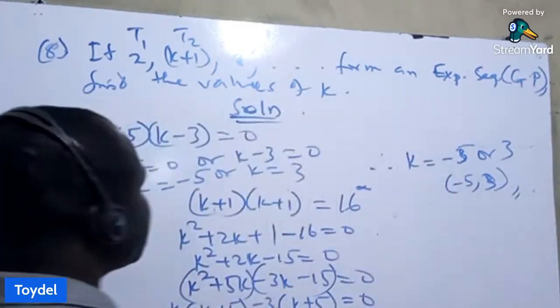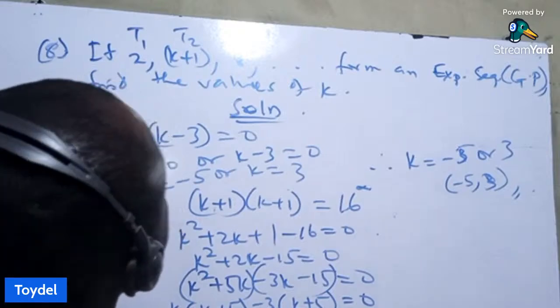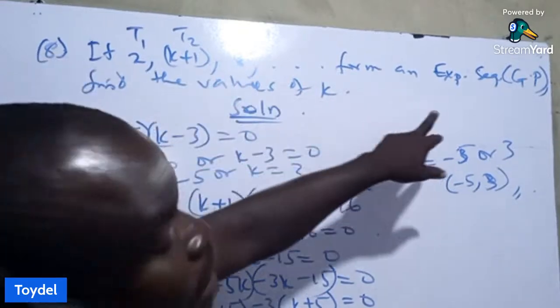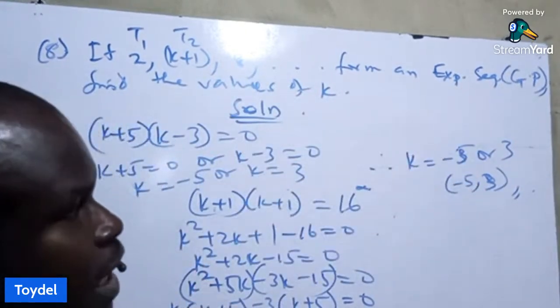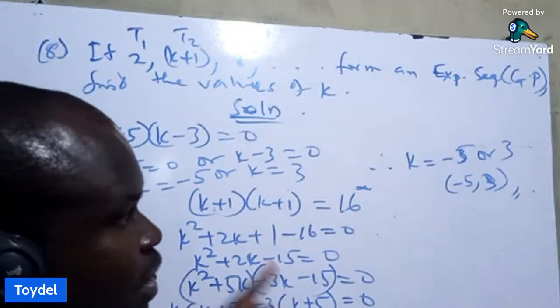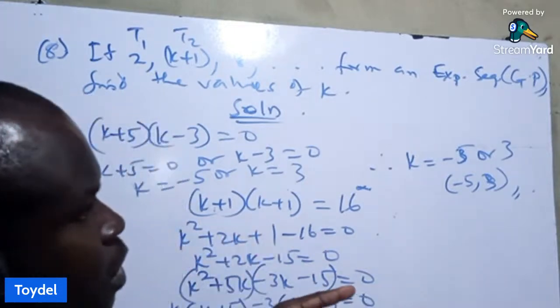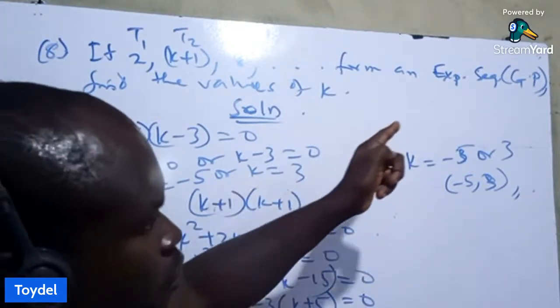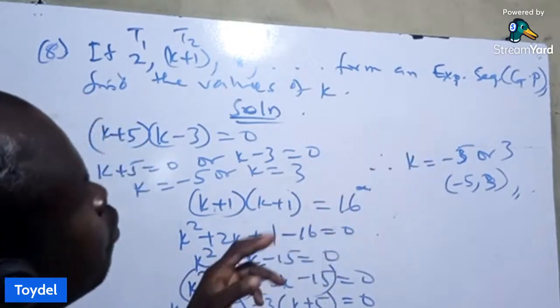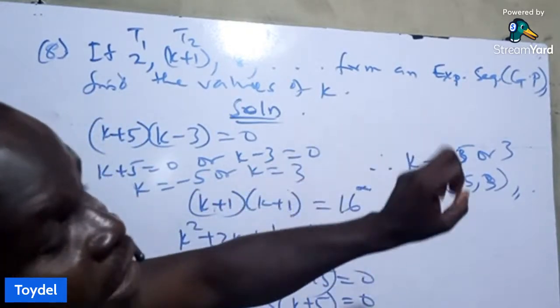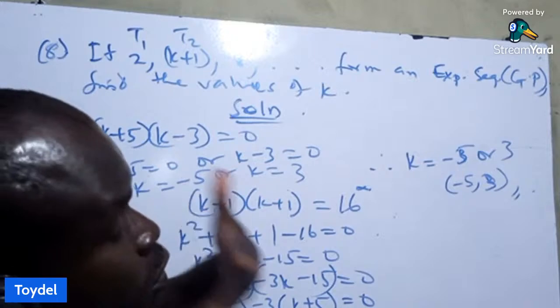So these are the two values of k. Because of question 8 now, the question is under exponential sequence. Let's note, exponential sequence is otherwise known as geometric progression, and we talk about common ratio under GP. But if it is linear sequence, that is arithmetic progression, then we'll be talking about common difference.